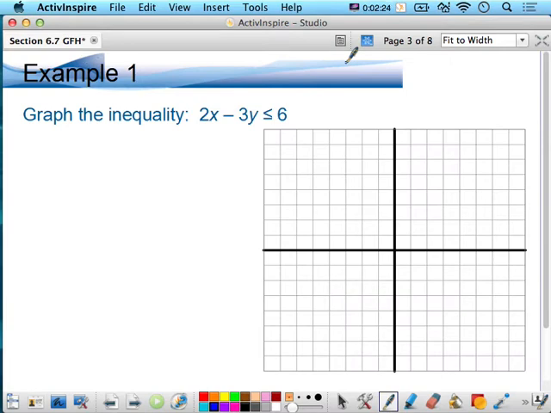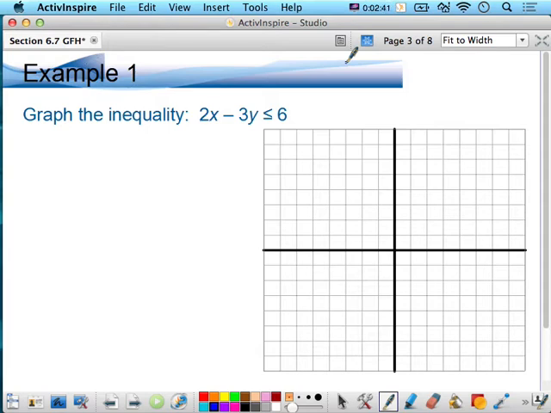For our first example, we'd like to graph the inequality 2x minus 3y is less than or equal to 6. And the first thing we need to decide is, do we want to graph it by getting y by itself, or do we want to just graph it by making a table? Y by itself? You want to get y by itself?